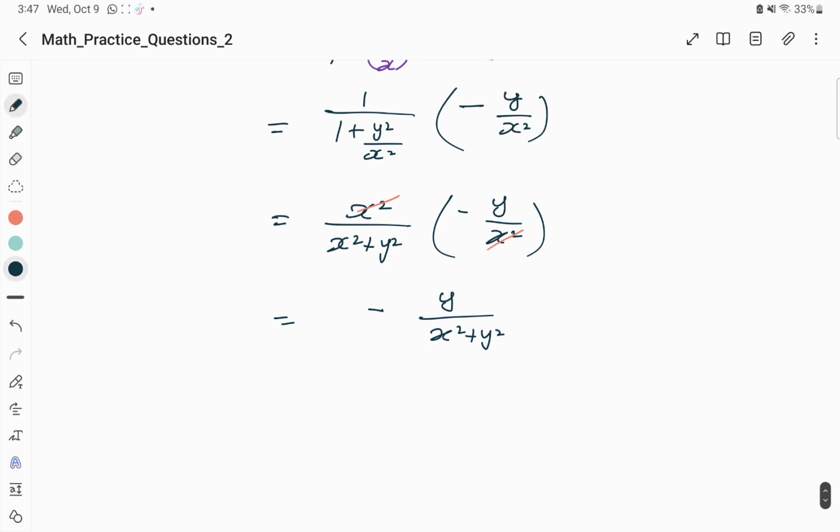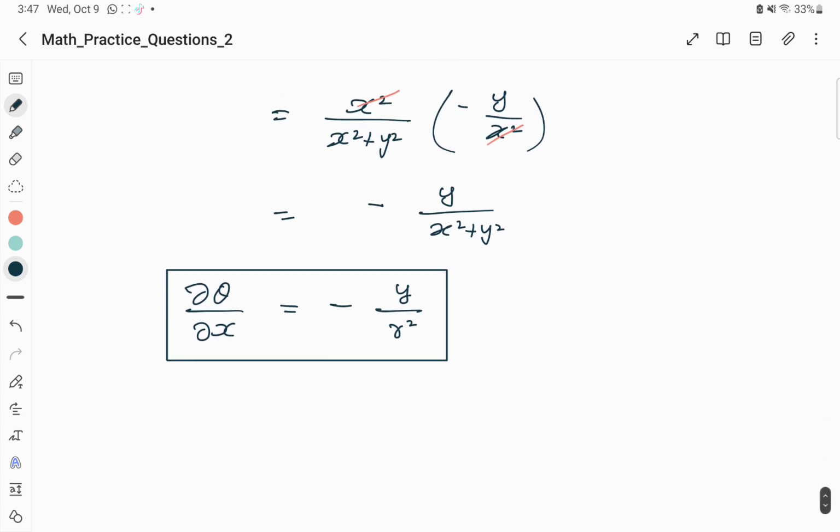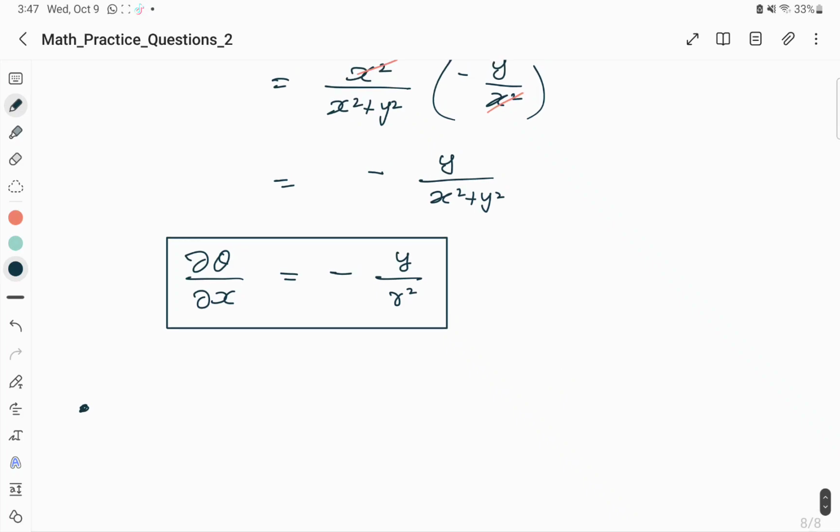So keeping that in mind, ultimately we get the partial derivative of theta with respect to x. This is negative y over r squared. So this is the derivative of theta with respect to x. Now we find the derivative of theta with respect to y.